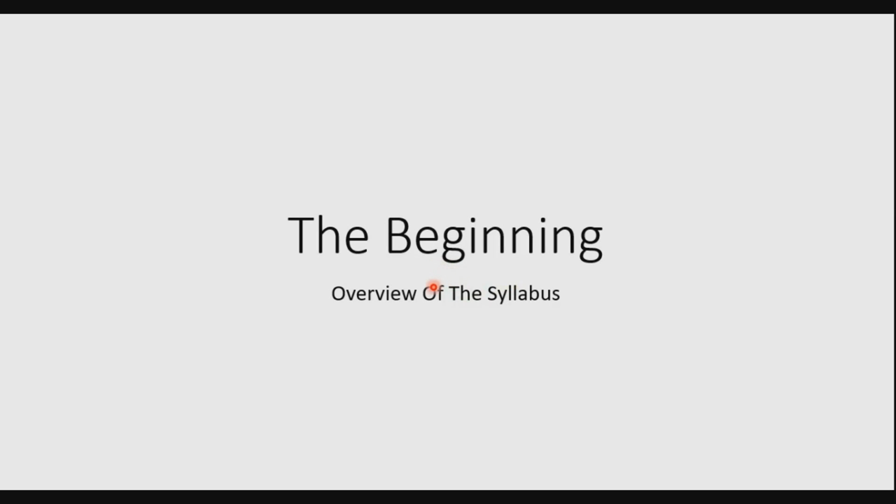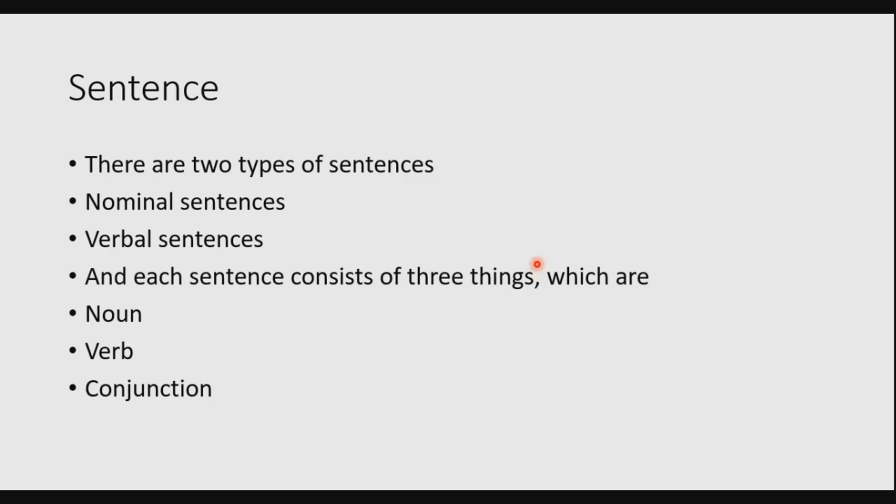Assalamu alaikum wa rahmatullah. So we'll begin with the overview of the syllabus. Let's start with a sentence, because a sentence is a part of speech and every language has sentences. Sentences are of two types: nominal sentences and verbal sentences. Each sentence consists of three things: the noun, the verb, and the conjunction. We'll get into detail further, because this is just the overview of the syllabus.